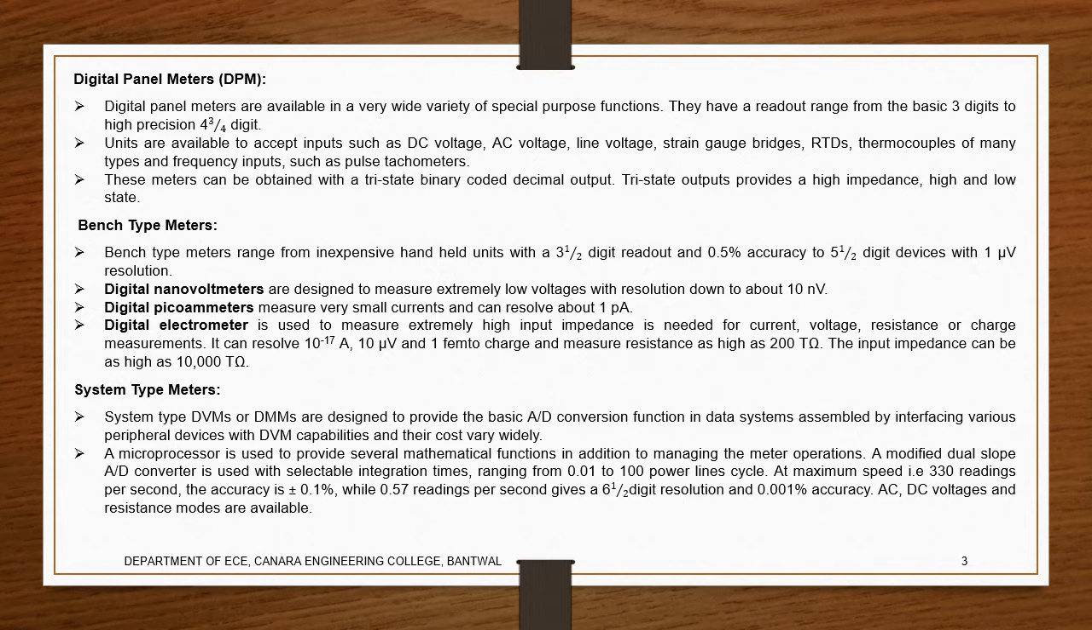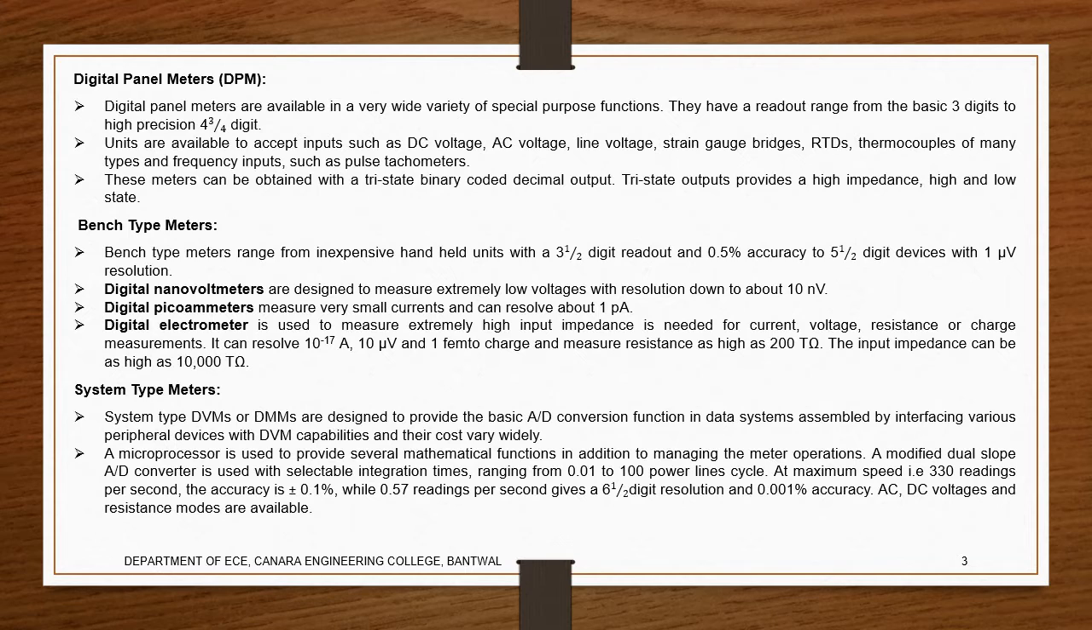Here there are three different types of meters: digital panel meters, bench type meters, and the system type. First one, the digital panel meters. Digital panel meters are usually made available in a very wide range of special purpose functions.